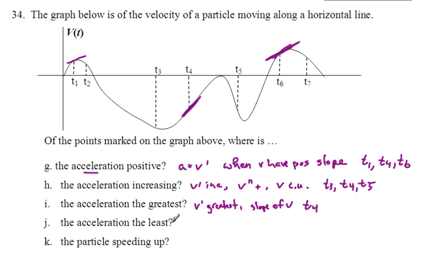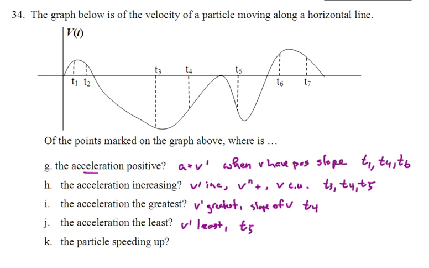All right, so for when I'm looking for when is acceleration the least, I want to know when the slope of velocity is the least. And so I'm again looking at the slope of v, but since it's the least, I'm going to look at the negative slopes. So I really want the steepest negative slope in this one. So if I look at these ones, I can see that right here at T5, this is the steepest of the negative slopes.